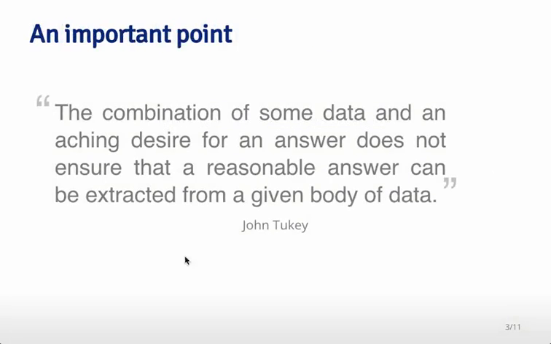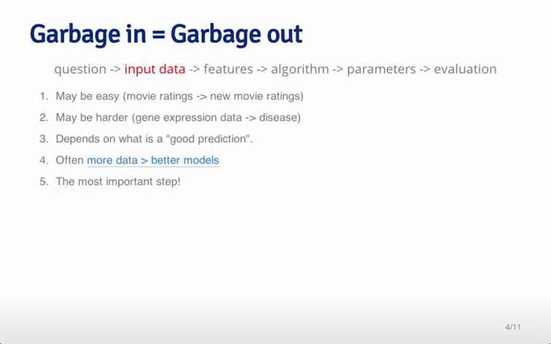So an important point that I think is worth hammering home was first quoted by John Tukey, which is that the combination of some data and an aching desire for an answer does not ensure that a reasonable answer can be extracted from a given body of data. In other words, an important component of knowing how to do prediction is to know when to give up, when the data that you have is just not sufficient to answer the question that you're trying to answer. The key point that you need to remember when making that decision is garbage in, garbage out. In other words, if you have bad data that you've collected or data that isn't very useful for performing predictions, no matter how good your machine learning algorithm is, you'll often get very bad results out.